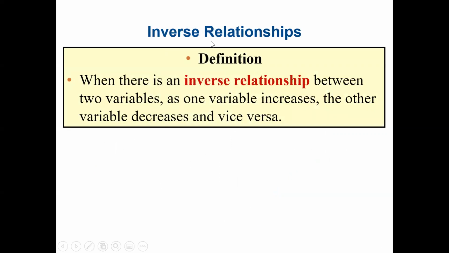We also have what we call the inverse relationships. So here we say when there's an inverse relationship between two variables, it means as one variable increases, the other decreases, or vice versa. So we may have an increasing relationship, or a decreasing relationship.